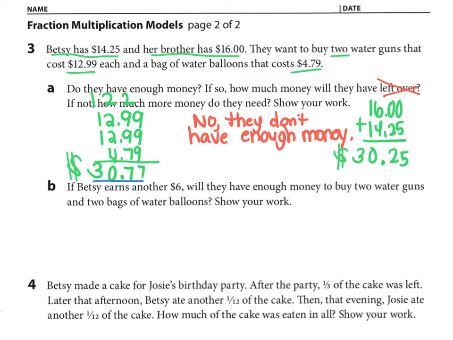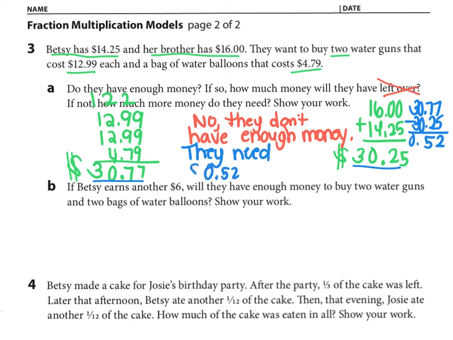Now we need to find the difference between $30.77 and $30.25. So over here I'm going to say $30.77, subtracting, finding the difference of $30.25. That's 2, that's 5. So they need another 52 cents. No, they don't have enough money. They need 52 cents more. And did I show all my work? Yes, I did. Let's go to 3B.